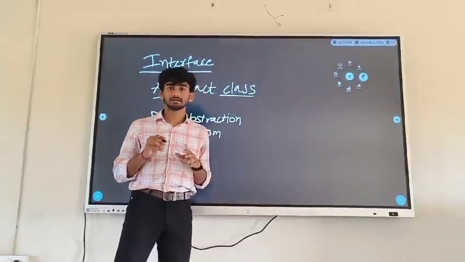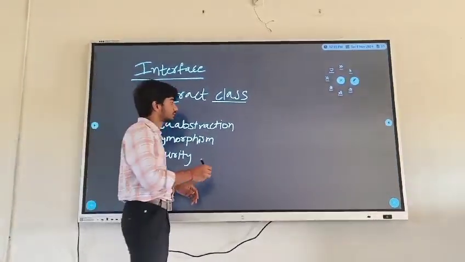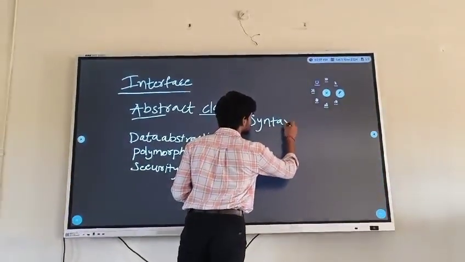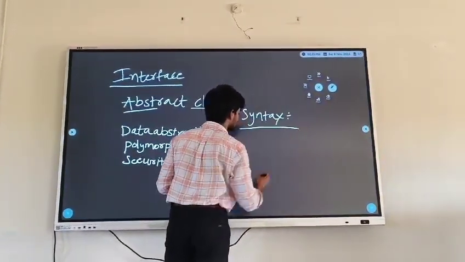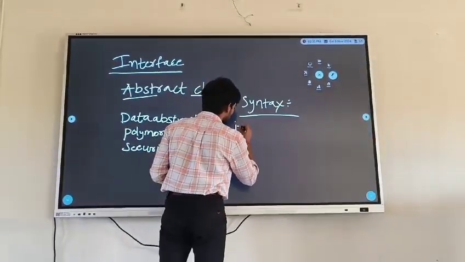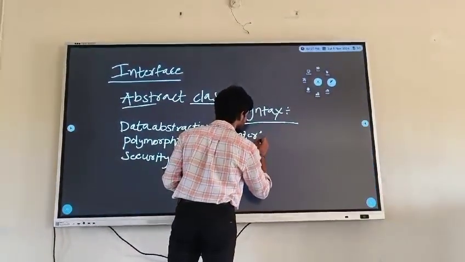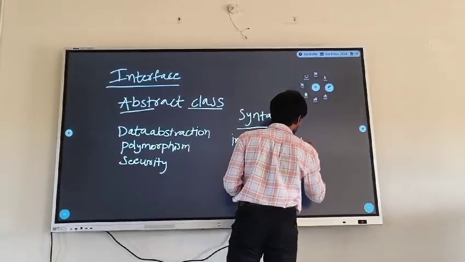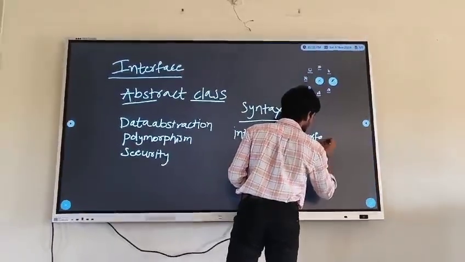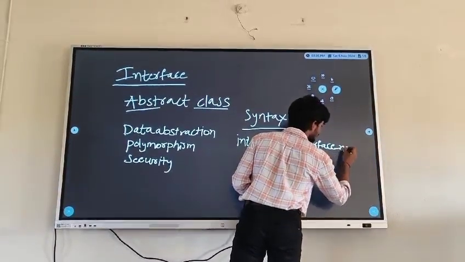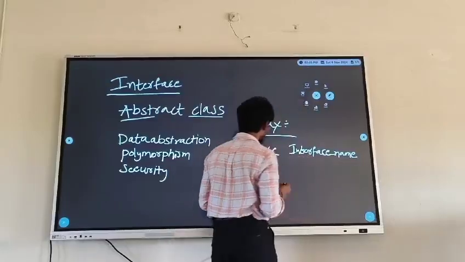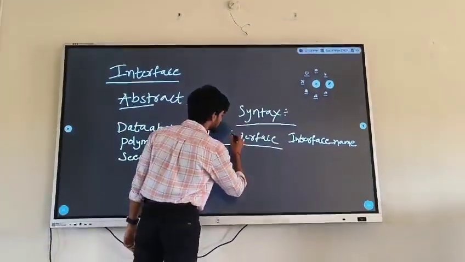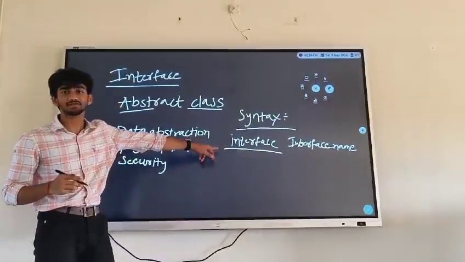How do we declare or create an interface? Syntax: we use the keyword interface followed by the interface name. Here Java is case sensitive, so we need to use small letters for the keyword. This is the syntax to create an interface.